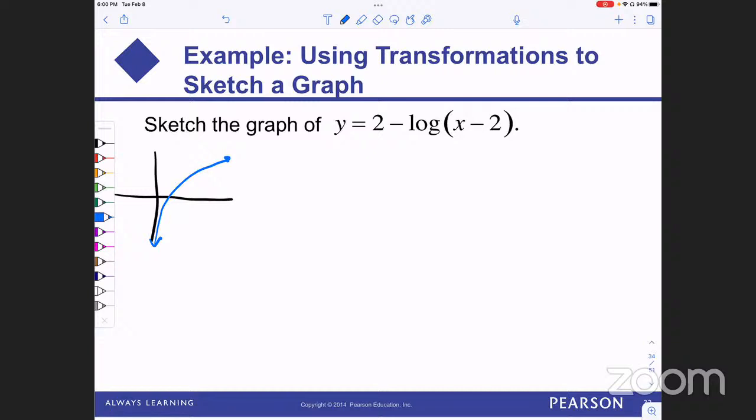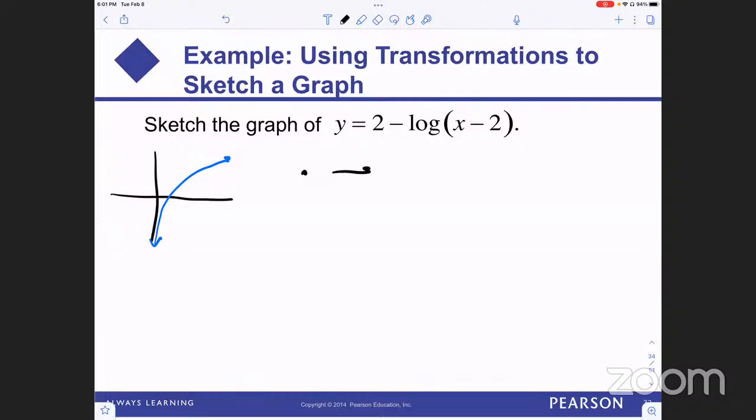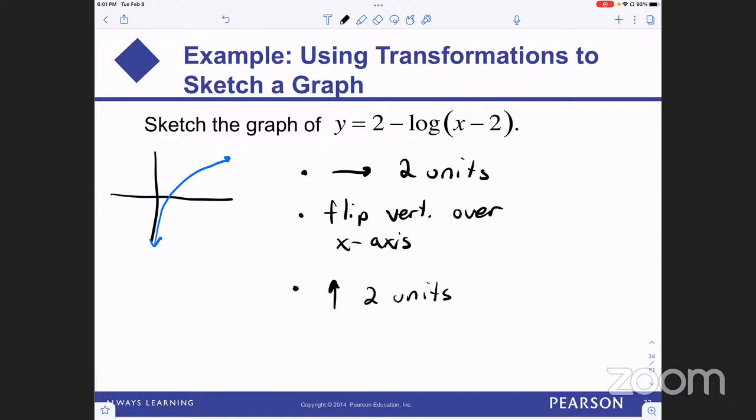So then, to list out the transformations, we can work our way from the inside to the outside. The first transformation, we subtracted 2 on the inside, so that should cause a horizontal change. It should go to the right 2 units. Next, we multiply the outside by a negative, so it should flip vertically. And then we added the 2 on the outside, so that should shift it up 2 units. So we go right 2, flip top to bottom, and then go up 2.